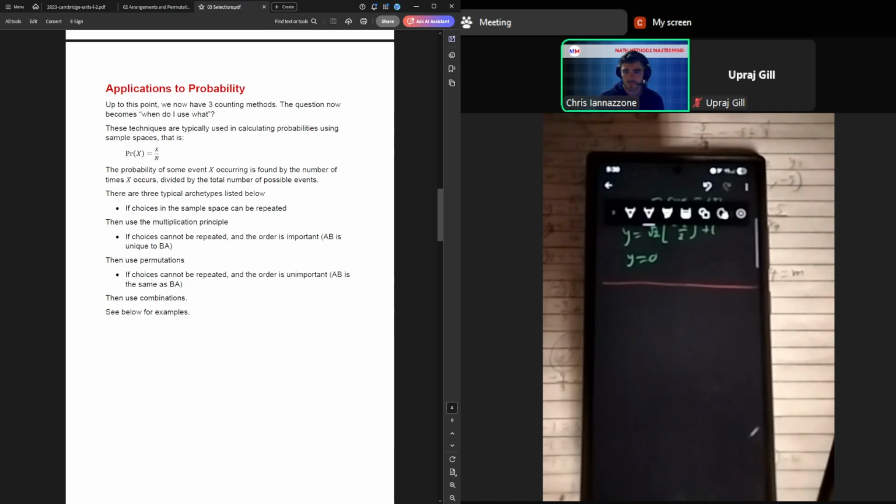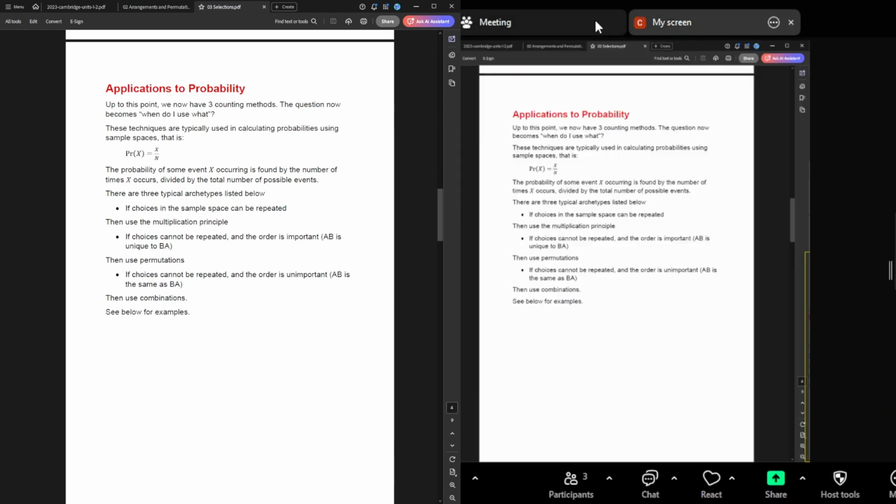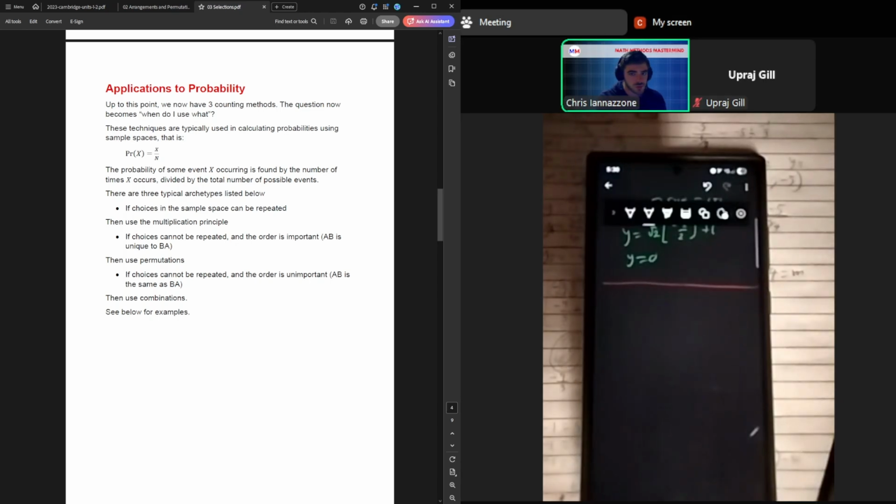Alrighty, so last version of this class we looked at each of the individual counting methods. We looked at addition rule, multiplication rule, arrangements, permutations, and then selections. So what we're going to do now is go through essentially a chapter that mix and matches the main approaches and applies it to probability, how we can use counting methods to calculate certain probabilities.